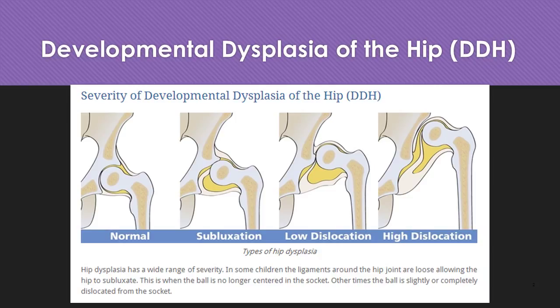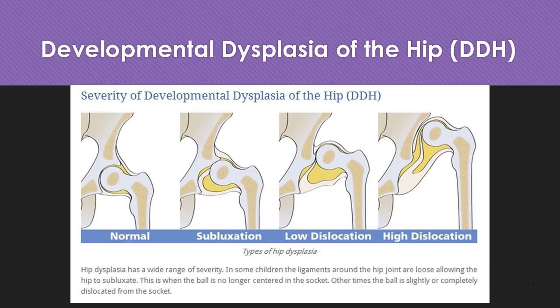When discussing birth and developmental defects, we're going to start with developmental dysplasia of the hip, also known as DDH. It's formally called congenital hip dysplasia or congenital dislocation of the hip. It usually occurs about 1.5 per every 1,000 live births. Girls are more commonly affected. There's typically a strong family history.